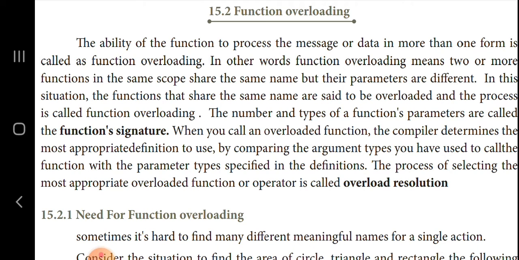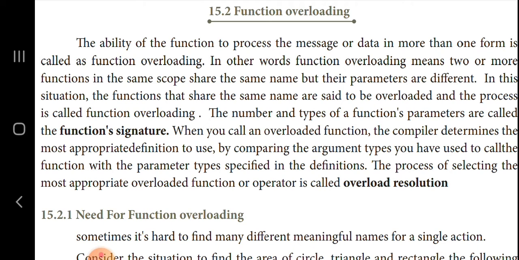The number and types of a function's parameters are called the function signature. So each time, each function is invoked based on its parameters. The type and the number of parameters, that is, integer, float, character, what data type, and how many parameters there are. This is known as the function signature.